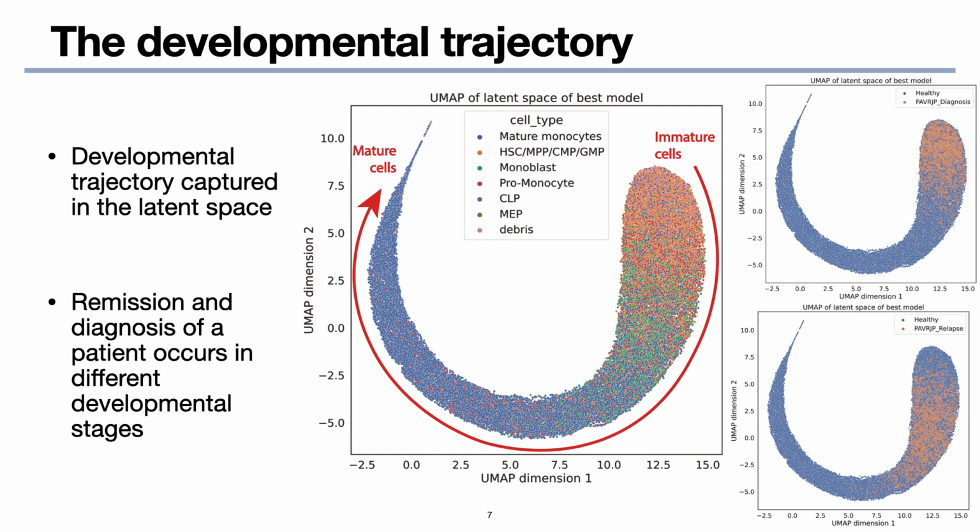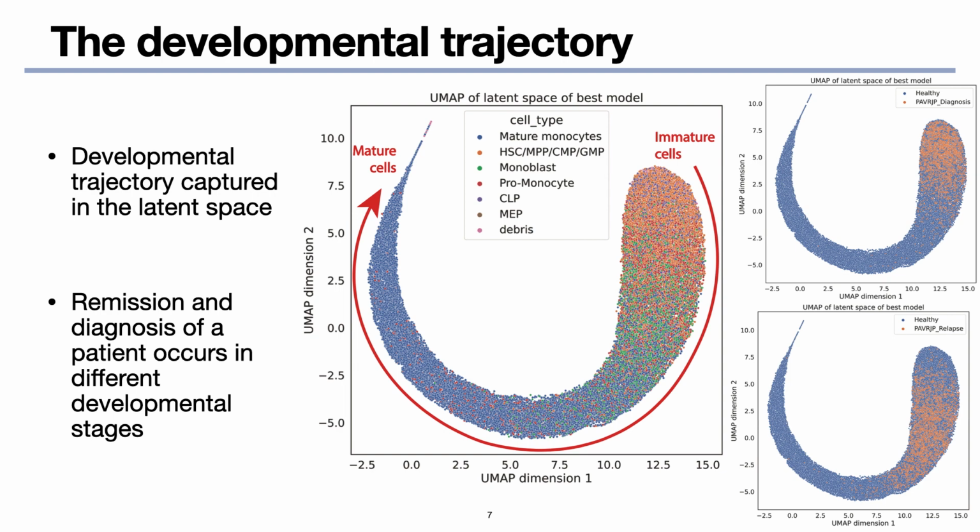And what is extra nice is that we can map or encode, using the same model, a non-healthy sample of a patient, and then also show it on the same UMAP, and that is what you see here on the right. Here on the top you see cells from a diagnosis sample of a patient, and they fall mostly in the immature cells, so mostly among the progenitor cells.